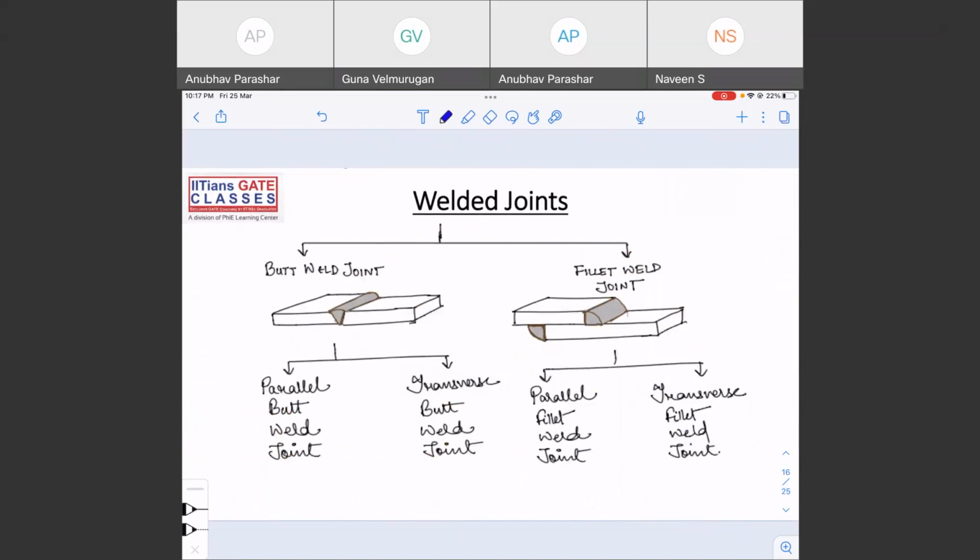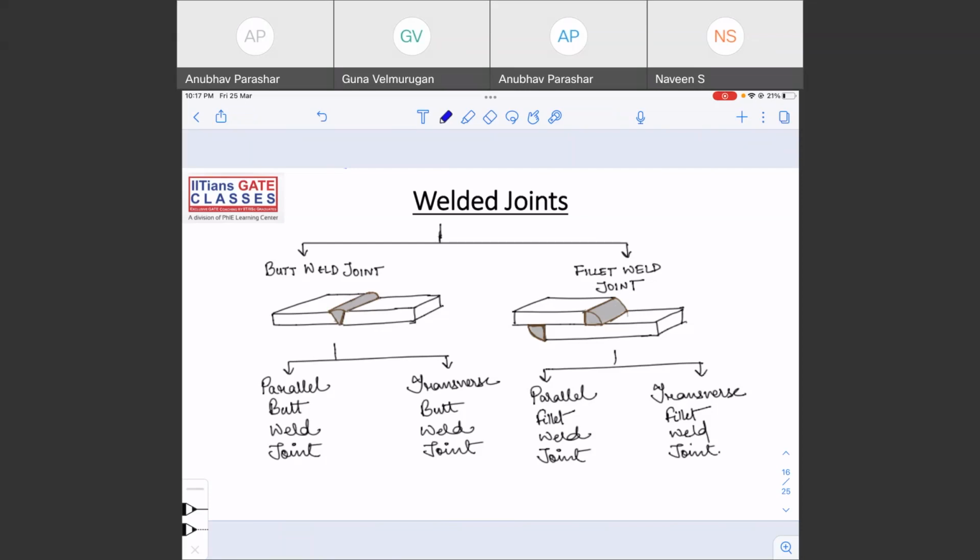You go through the question booklet with the questions that have been provided. You'll get to know the different types of questions that might be asked. Now let us get into welded joints.